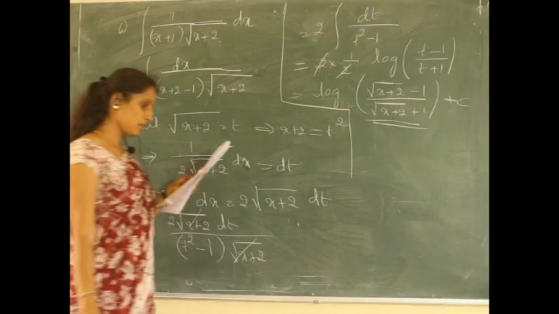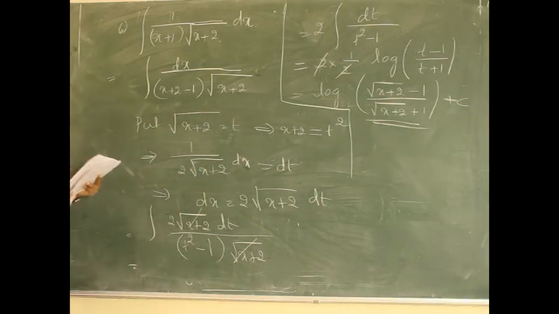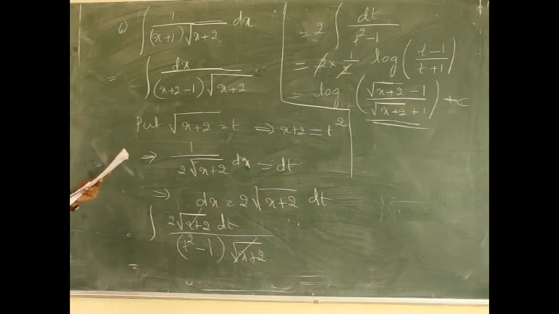So this is the answer for the 6th question. Which option is given? Option B: log of (root x plus 2 minus 1) divided by (root x plus 2 plus 1). That is option B.